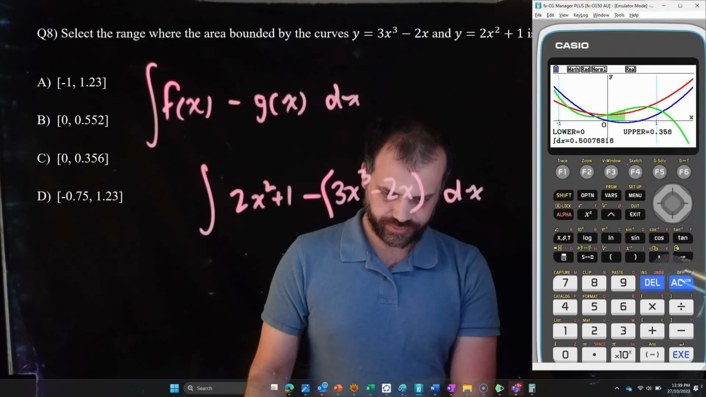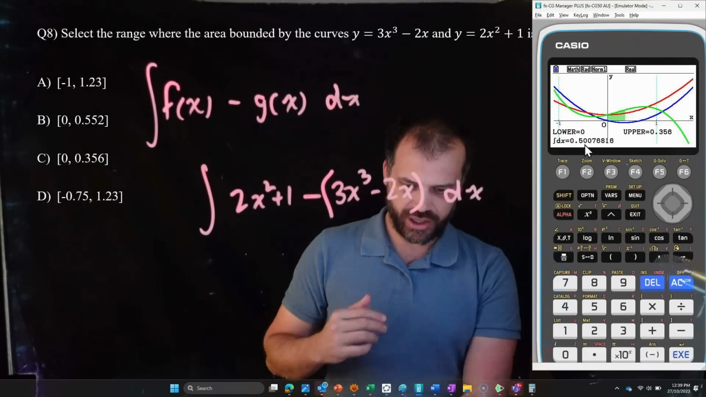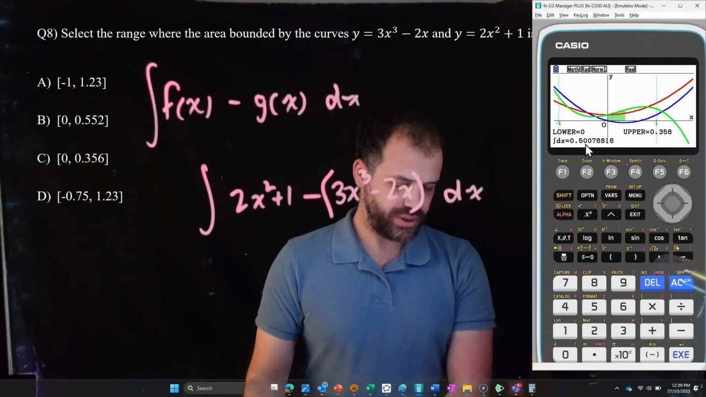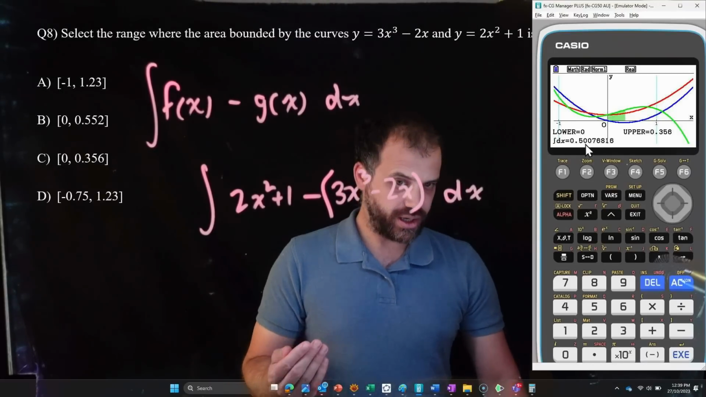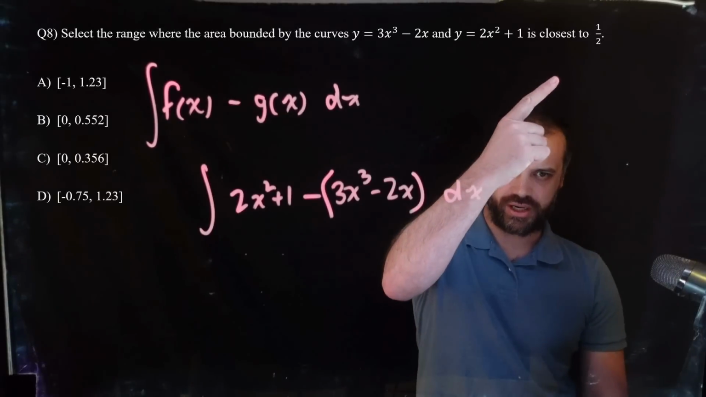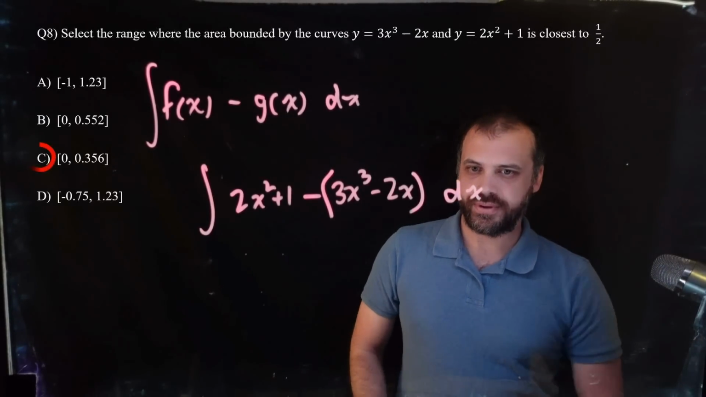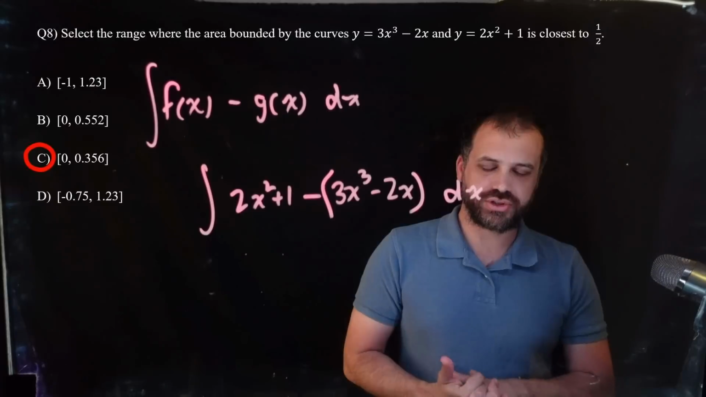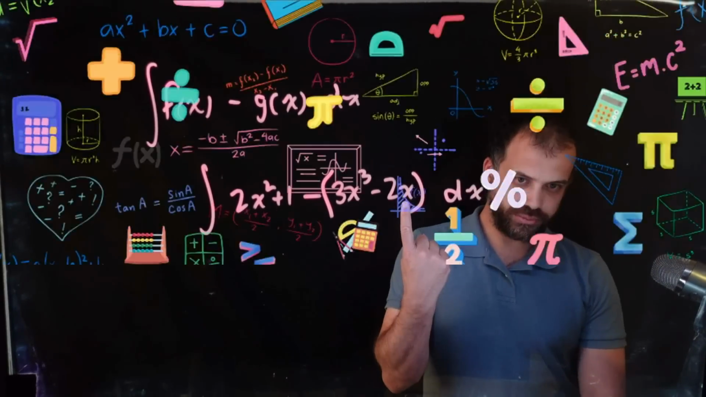0.356. Okay, and the area there is 0.5007. Super, super close to 1/2, which is what we wanted. 1/2. That's our answer. You might double check by doing some other ones, but that's our answer. Very, very close to 1/2. Happy days. Calculator stuff. Boom.